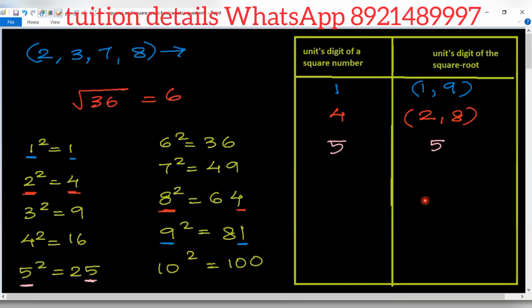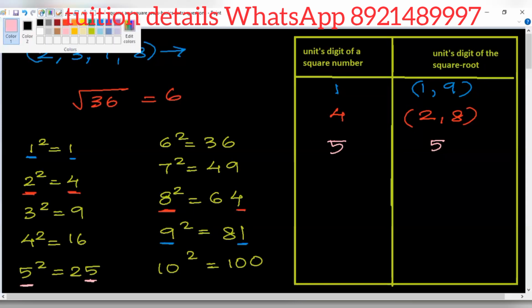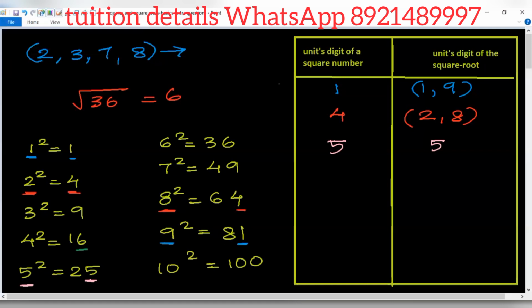Then after 5, 6. 6 can also be there, no? See, these are the possibilities. 6 is here, and 6 is here. See, these two are the possibilities. When the units place of the square number is 6, the units place of the square root can be 4 or 6. So if the last digit is 6, the square root will end with 4 or 6.